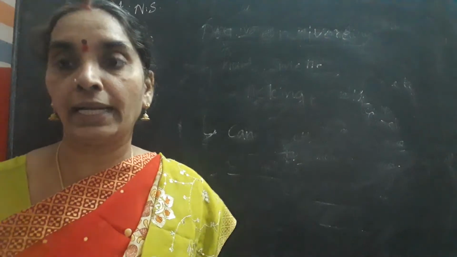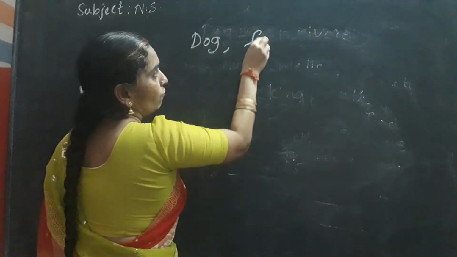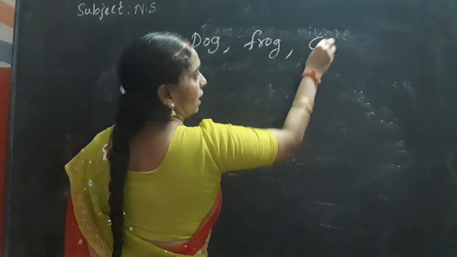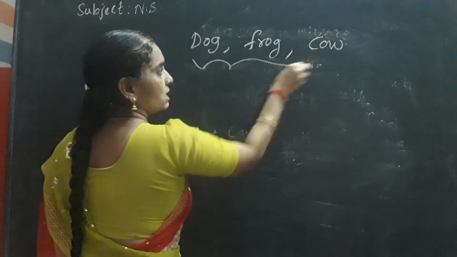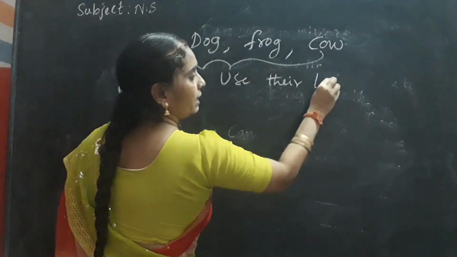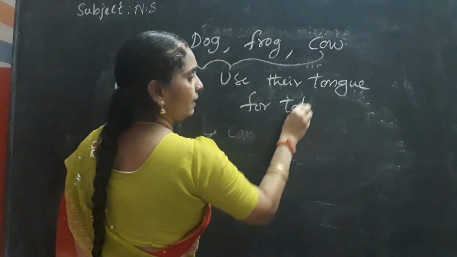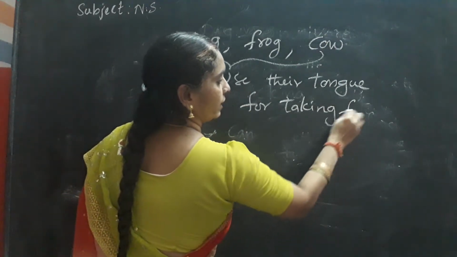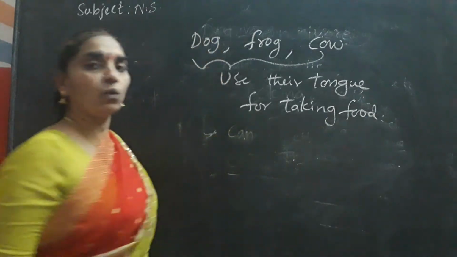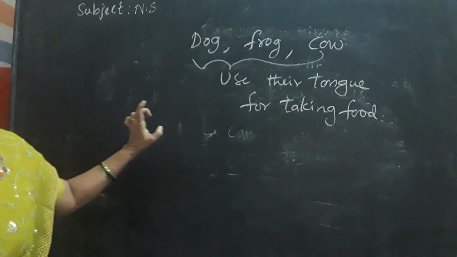Next, is there any difference using its tongue when compared to frog and cow? So, if you take dog, frog and cow, these three use their tongue in taking their food. So, how do these animals use the tongue for taking the food?